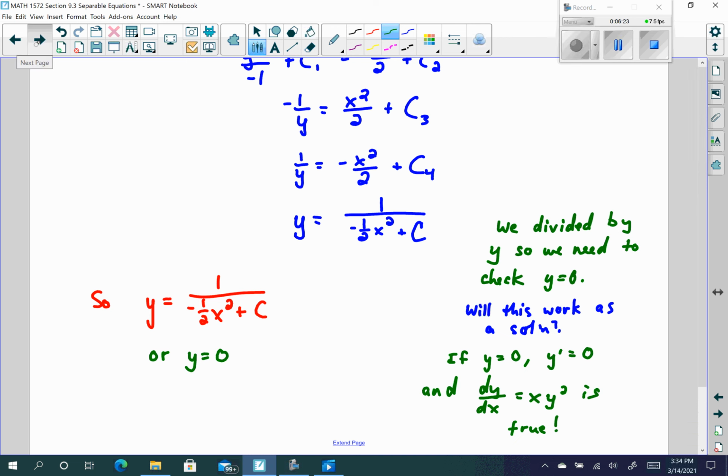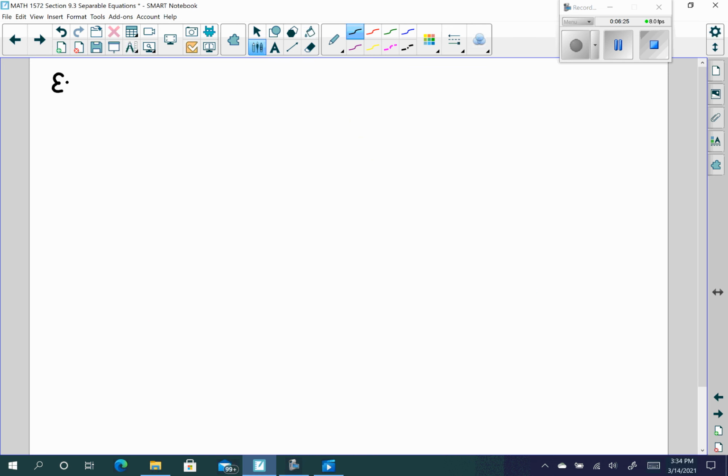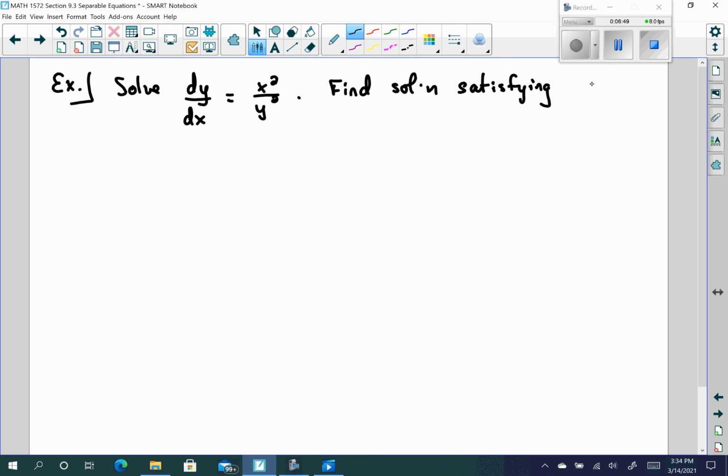Let's take a look at another example. We want to solve dy over dx is equal to x squared over y squared. Then we also want to find the solution. So we'll have a general solution, and then we want to find a solution satisfying the initial condition y of 0 is equal to 2. So again, we're going to start by separating the variables.